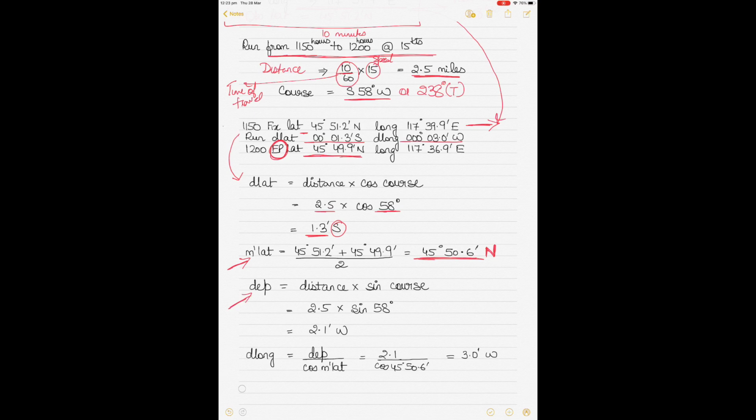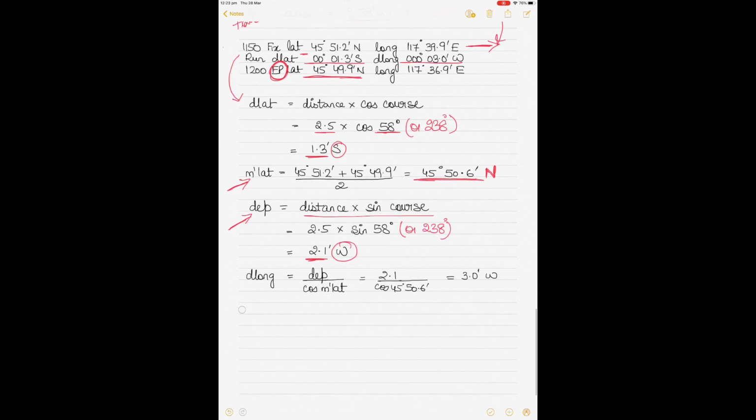Then you calculate your departure using the formula distance times sine of course. Again, distance is 2.5, course is 58 degrees or 238, you can use anything, you will get the same answer here as well. Ignore the negative sign again, like I told you. You get 2.1 minutes west because you are on a southwesterly course. Once you get your departure, calculate your dlong using the formula departure divided by cos of mlat. Your departure is 2.1 minutes from here and mlat is 45 degrees 50.6 from here. You get 3 minutes. It's west because your course is southwesterly, right?